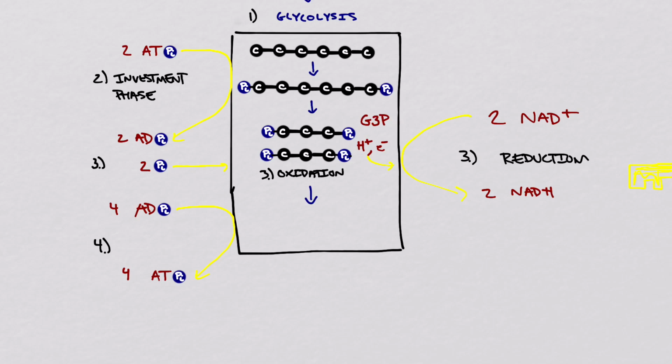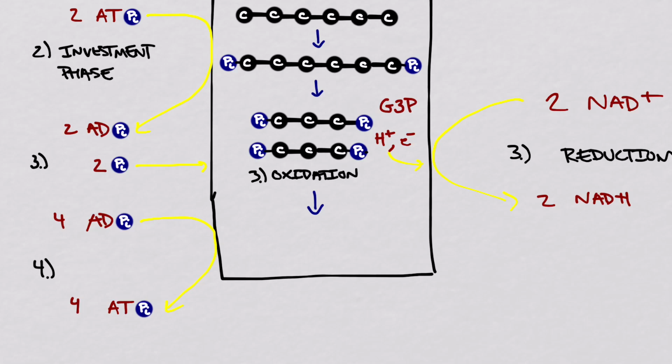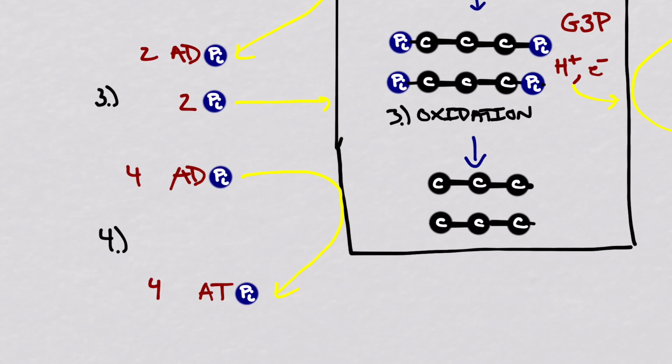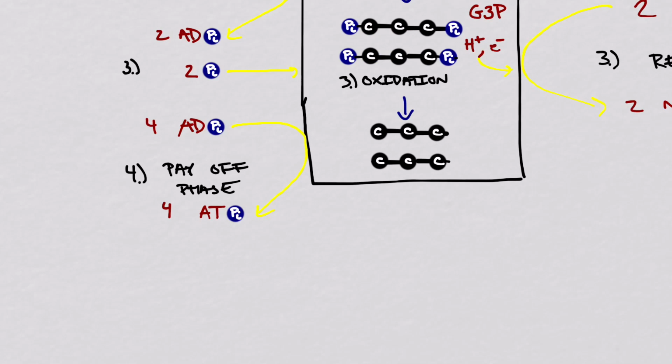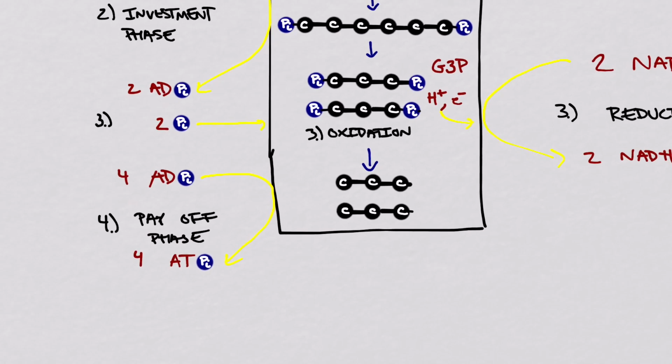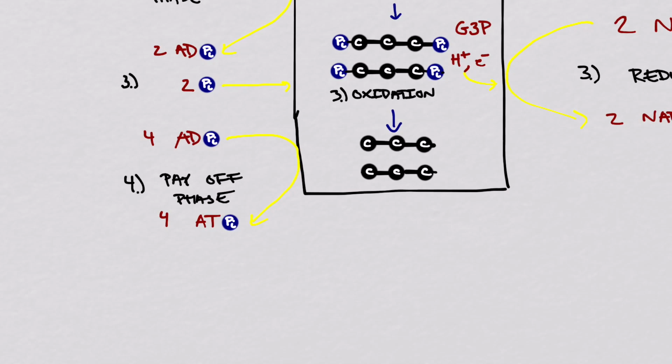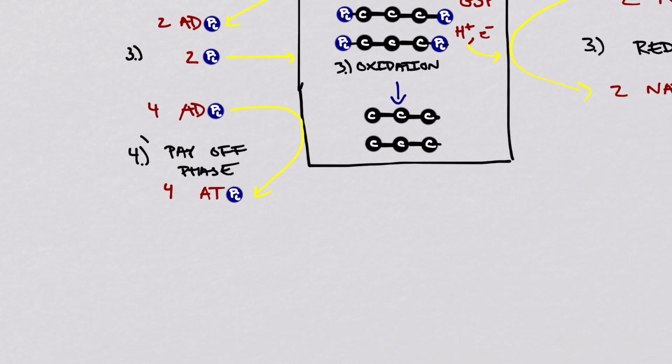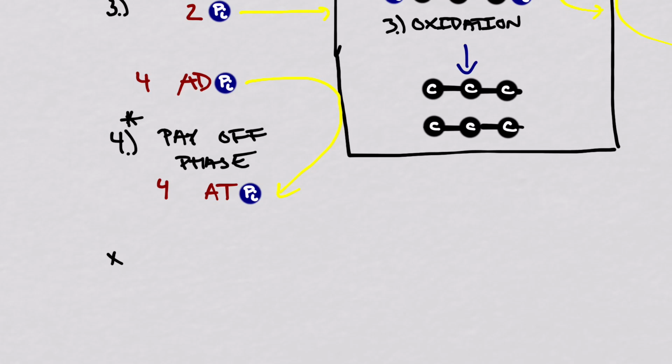Okay, so this is step 4. We just generated 4 ATP. And we're left with 2 molecules, 2 3-carbon molecules called pyruvate. So again, 4 ATP, this is called the payoff phase. So our ADP come in and are charged up with this supercharged G3P molecule and become 4 ATP. And this is a pretty important process. It's called substrate level phosphorylation.